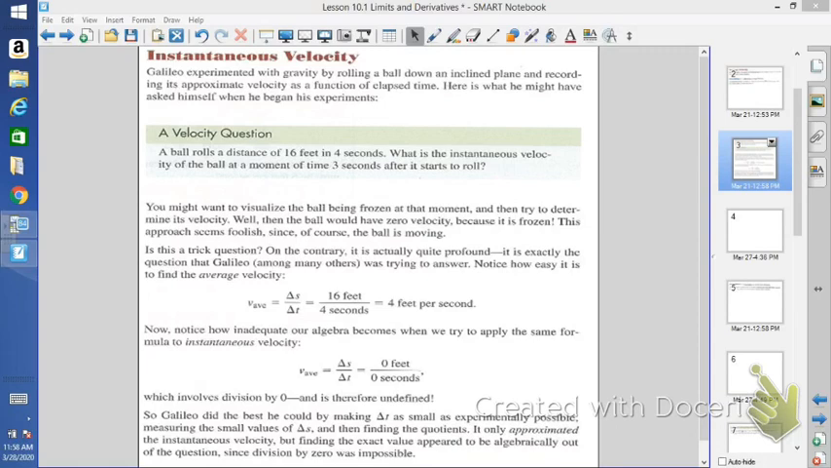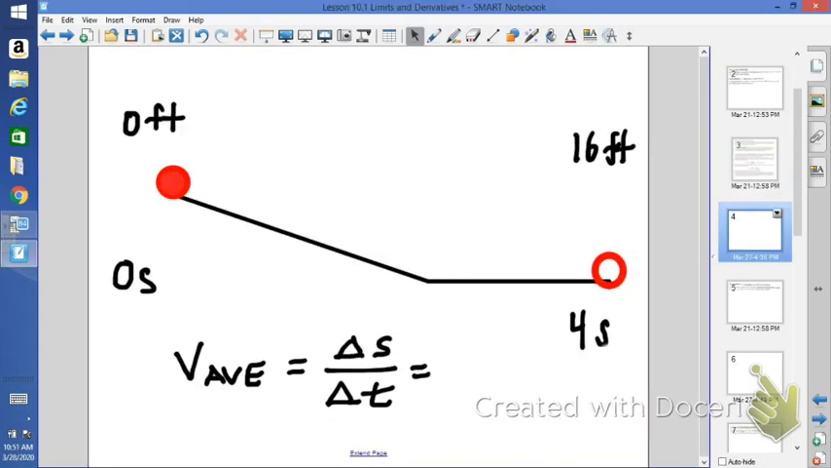Okay, so the velocity question: a ball rolls a distance of 16 feet in 4 seconds. What is the instantaneous velocity of the ball at a moment of time 3 seconds after it starts to roll? Okay, so I have a picture. You see the red ball up on top of the incline. It has traveled 0 feet, and no seconds have elapsed. All right, so 0 feet and 0 seconds.